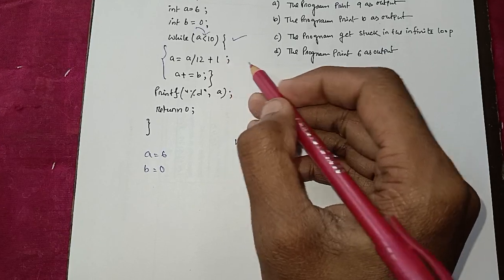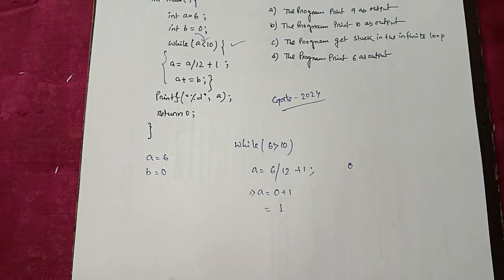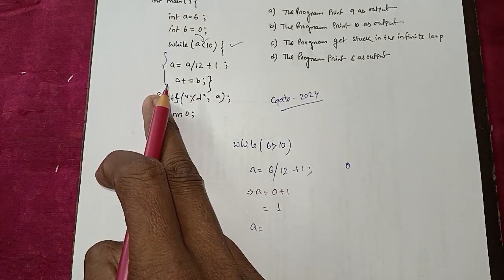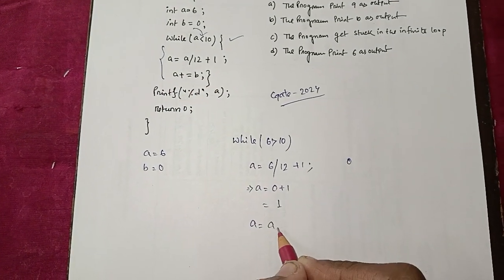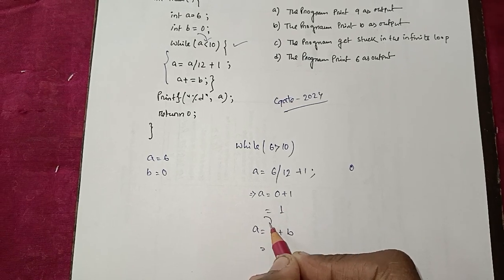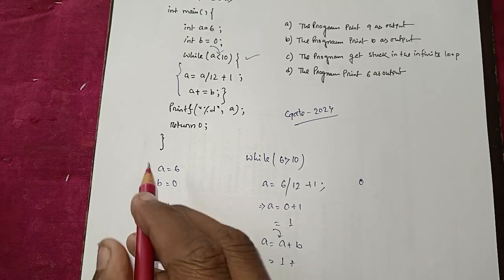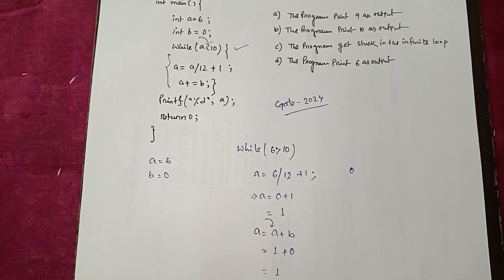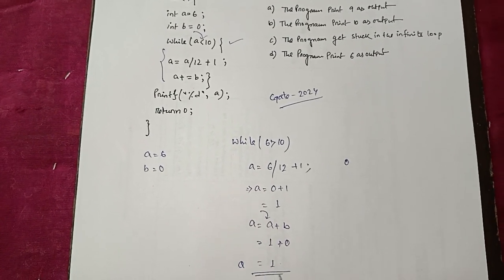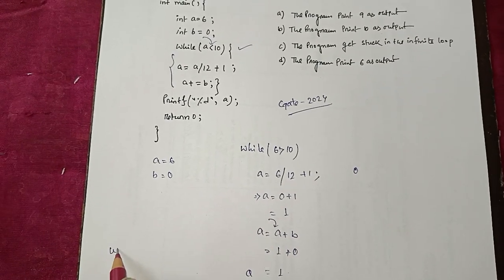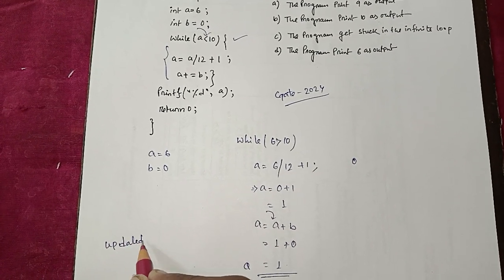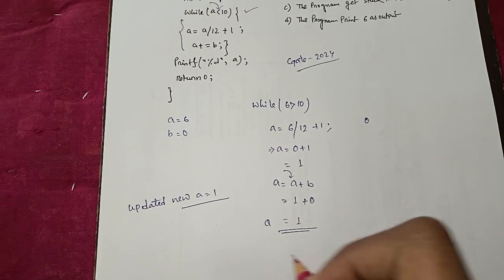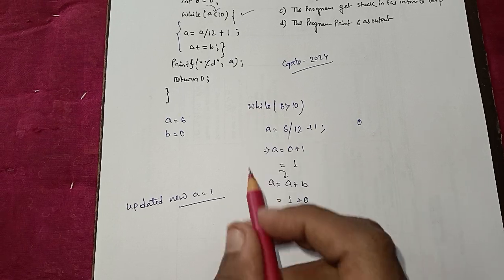So the value of a is now 1. Now a is updated with a += b, meaning a = a + b. The value of a is 1 and we already initialized b as 0. So 1 plus 0 is 1. So the updated new value of a is 1.